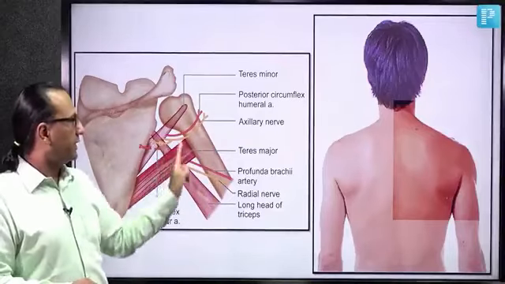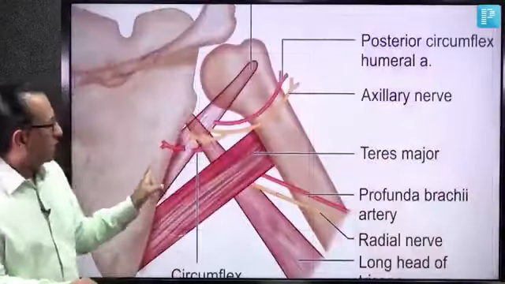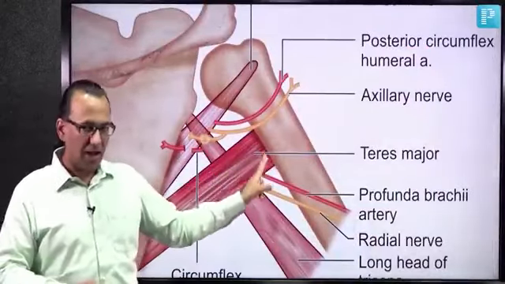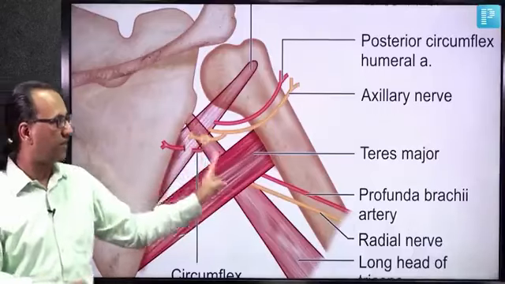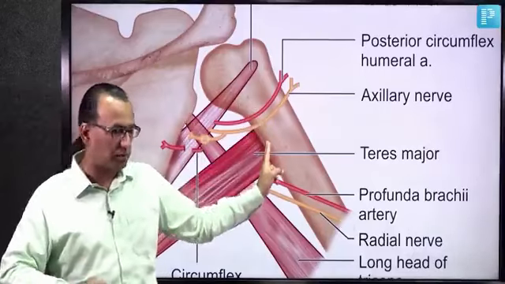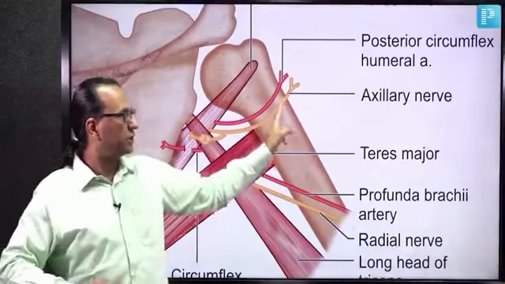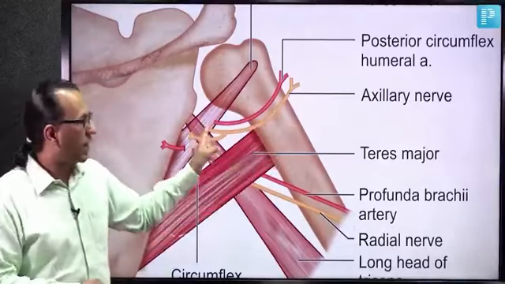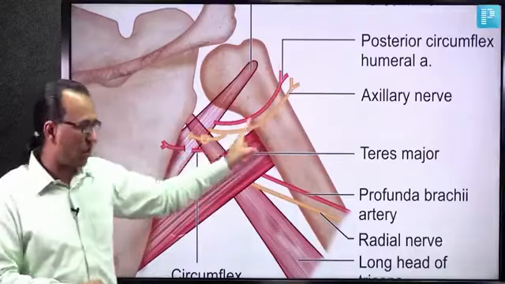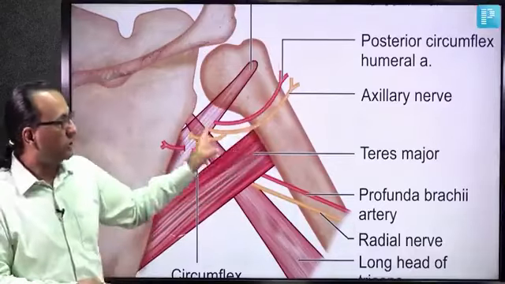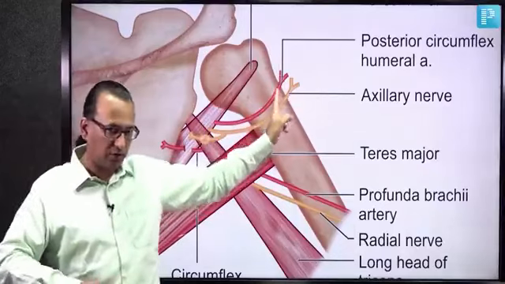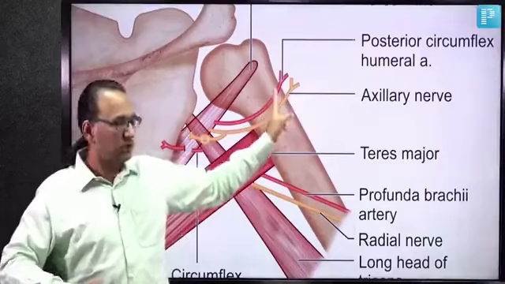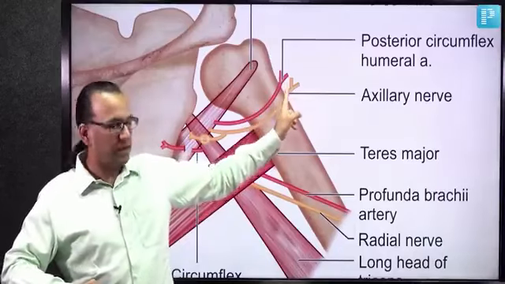Now, the quadrangular space is bounded by the teres minor superiorly and the teres major inferiorly, medially is the long head of triceps, and laterally is the surgical neck of the humerus. The contents are the axillary nerve, which goes from the quadrangular space to the surgical neck of the humerus, along with the artery running posterior to and around the humerus, called the posterior circumflex humeral artery. It is a branch of the third part of the axillary artery and anastomoses here with the anterior circumflex humeral artery coming from the anterior side.